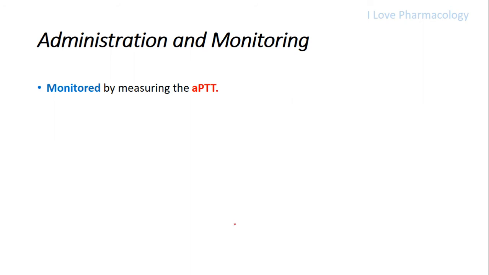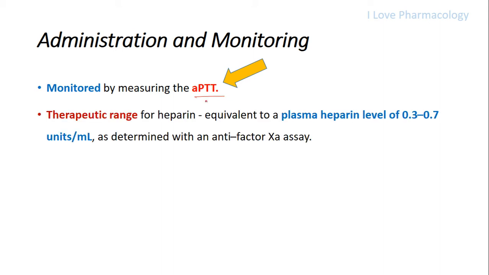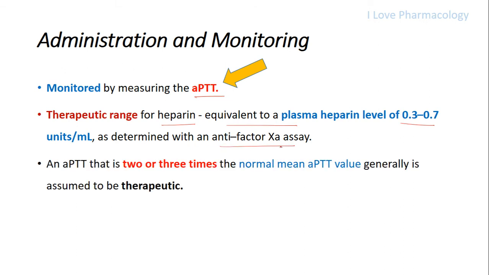So basically, what you are going to monitor when you are administering heparin is the activated partial thromboplastin time, to adjust the dose. The therapeutic range of heparin is equivalent to a plasma heparin level of 0.3 to 0.7 units per ml, which is determined with an anti-factor Xa assay.